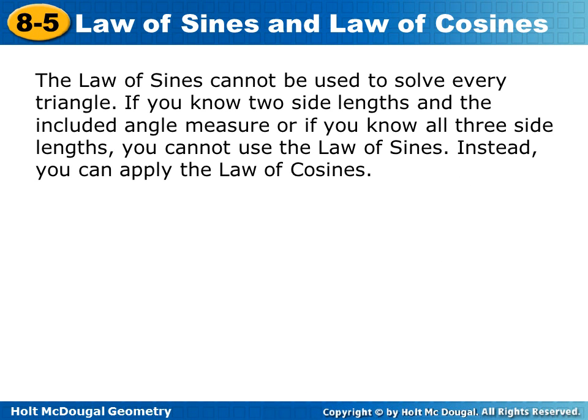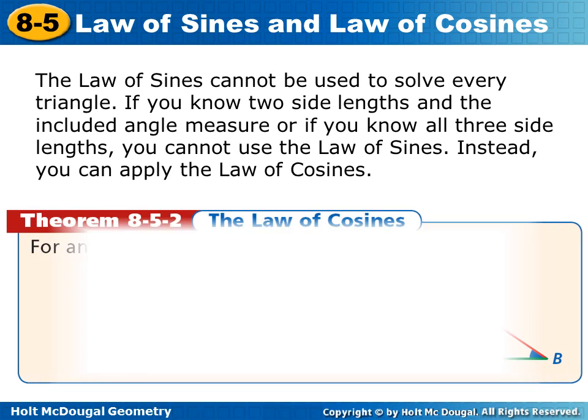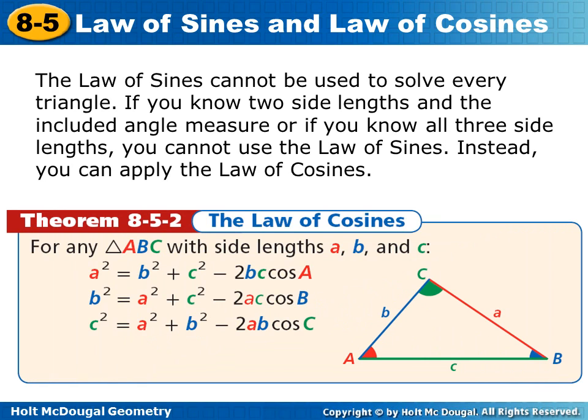The law of sines cannot be used to solve every triangle. If you know two side lengths and the included angle measure, or if you know all three side lengths, you can't use the law of sines. Instead, you need to apply the law of cosines. The law of cosines is extremely similar to the Pythagorean theorem. In fact, it is the Pythagorean theorem. It's just a more general version that can be used for many triangles, not just right triangles.